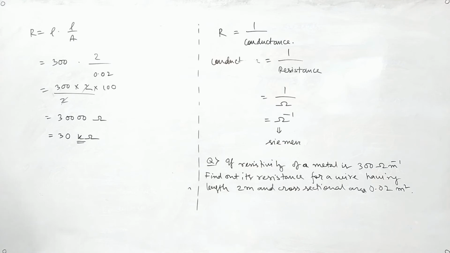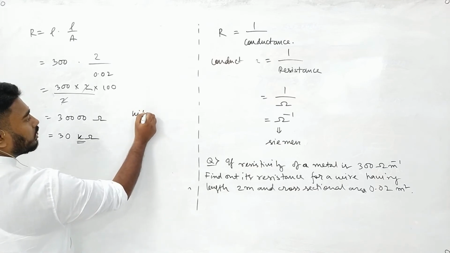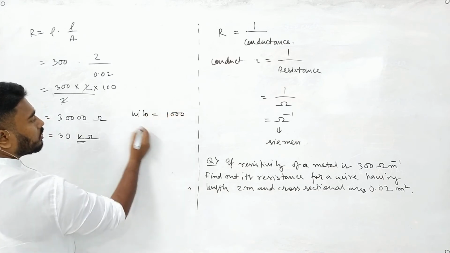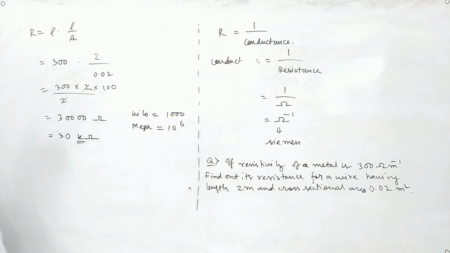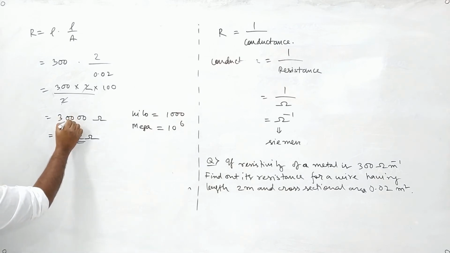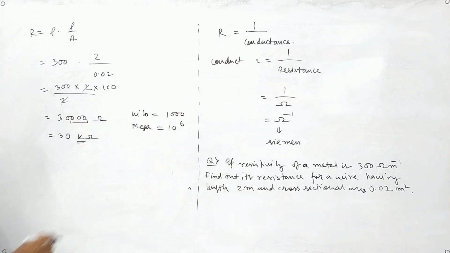Sir, 1 meter equals to 1000. Yes, kilo stands for 1000, mega stands for 10 to the power 6, right? See, it can be written as 30 into 1000 ohm. So for that 1000 I am writing kilo.